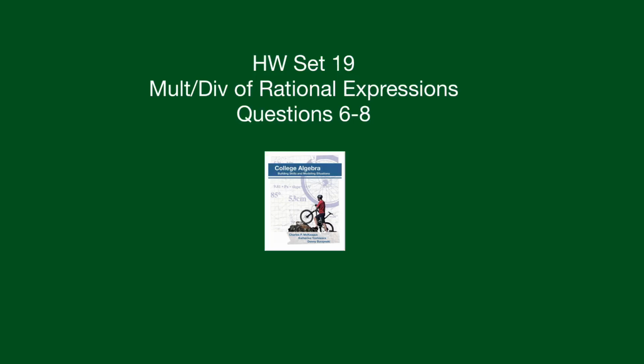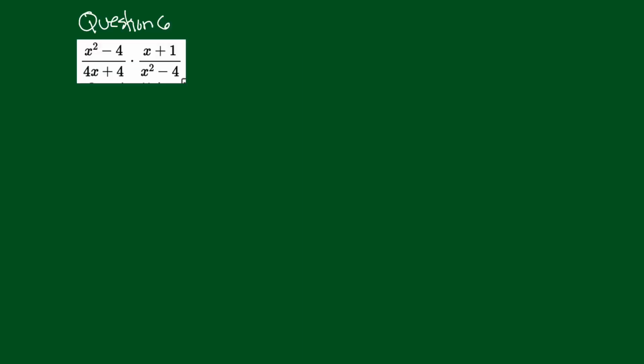This is more of homework set 19, still on multiplication and divisions of rational expressions. I'm going to start number 6 by rewriting (x squared minus 4) over (4x plus 4) times (x plus 1) over, there's another (x squared minus 4). Now, first up, I'm going to cancel this one with this one. Now remember, I'm really just dividing by 1.